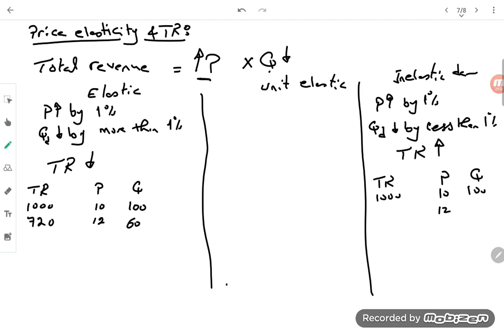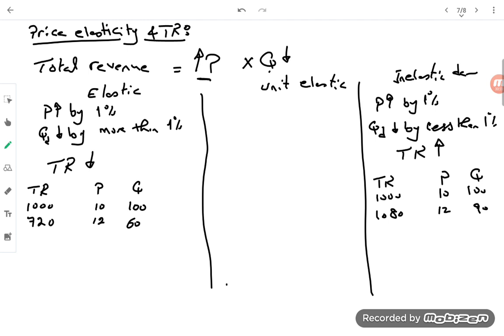Taking the initial situation, the price is 10, quantity is 100. So total revenue will be 1000. Also, price increases from 10 to 12. But in this case, demand is inelastic, so quantity will decrease from 100 to 90. So total revenue will be 1080. So total revenue increases in this case. So in case of inelastic demand, as price increases, total revenue will increase.